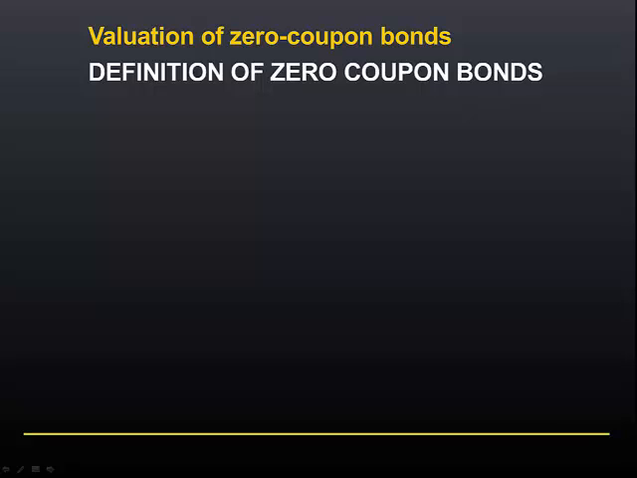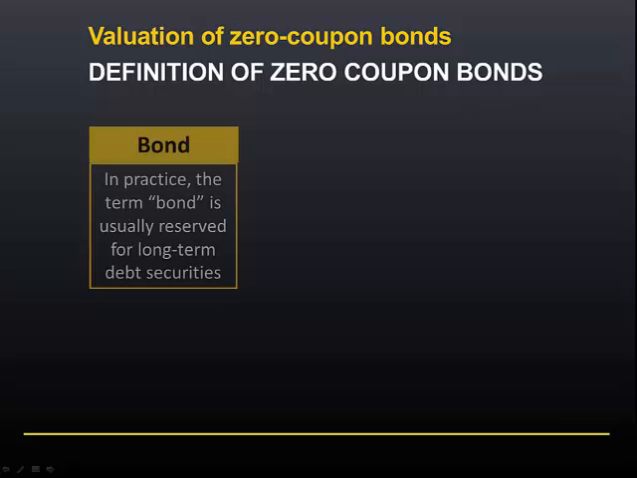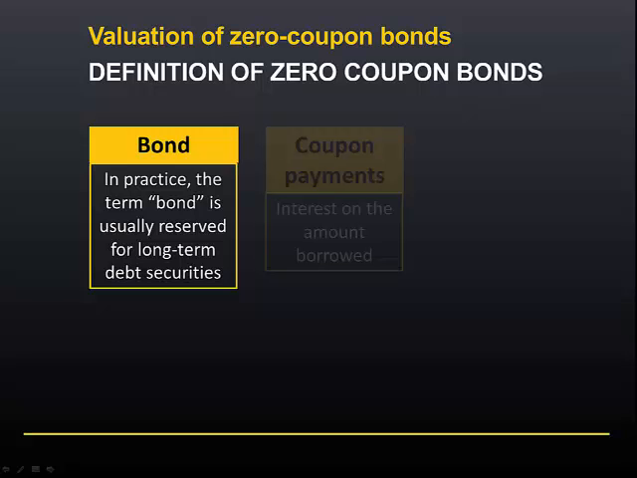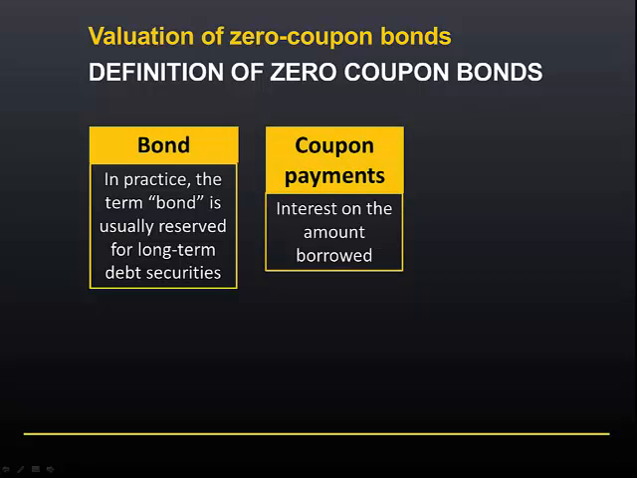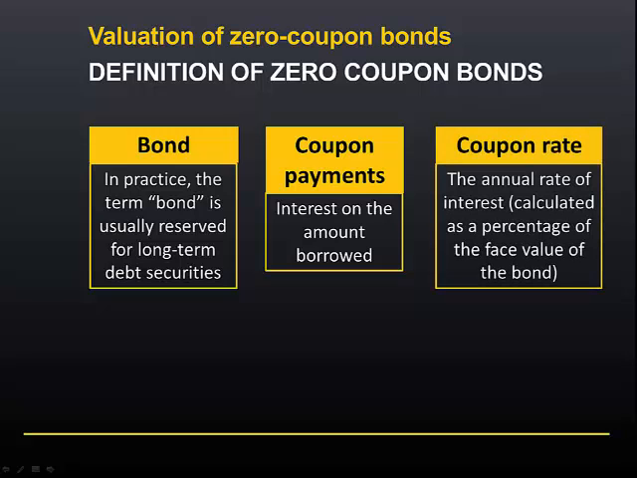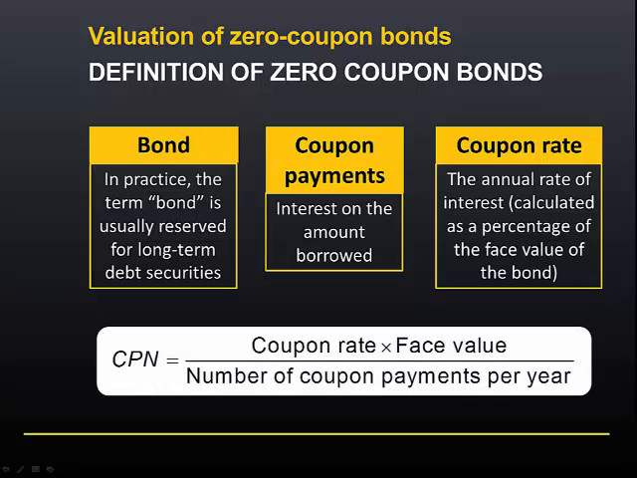Going back to the last couple of modules, we defined a bond in general terms as a long-term debt security. We talked about coupon payments being the term that we use for interest payable on the amount borrowed. And we defined the coupon rate, which is the annual rate of interest, calculated as a percentage of the face value of the bond. Finally, we use this formula to calculate the value of each coupon payment.